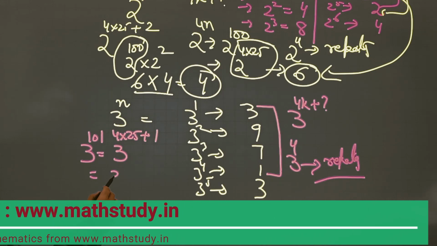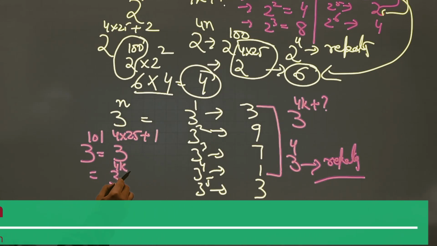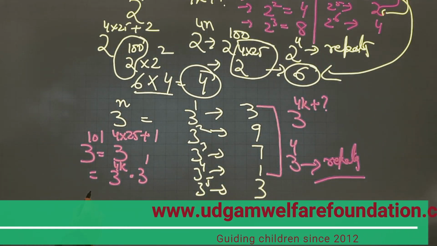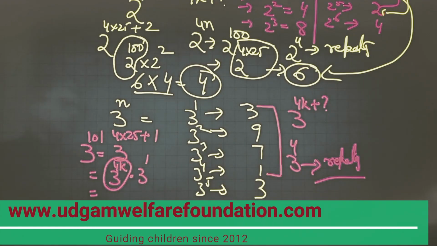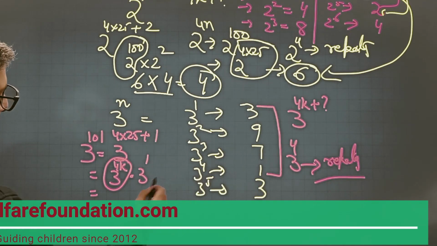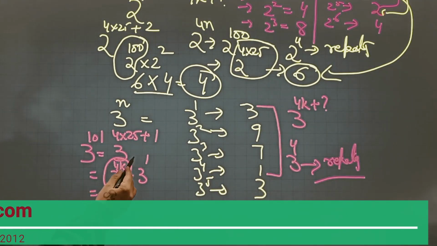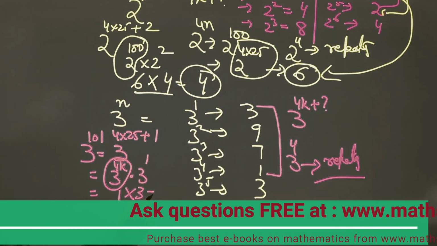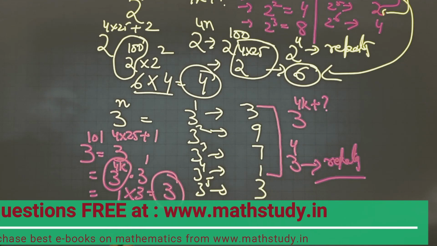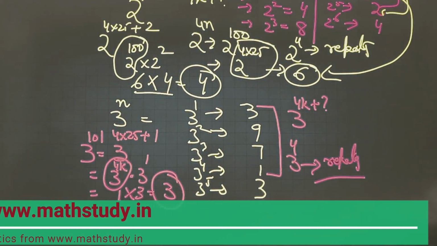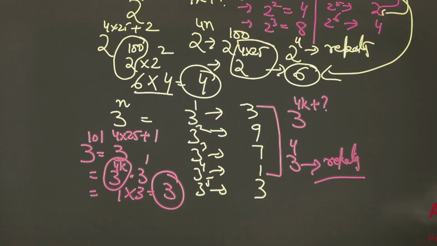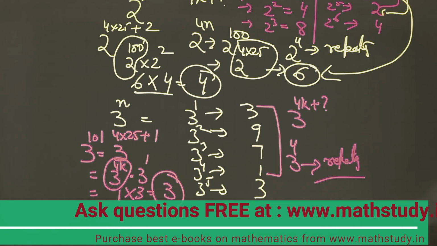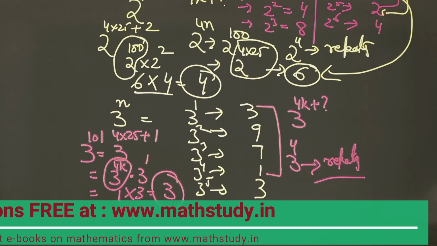So here we can write 3 raised to the power 4k into 3 raised to the power 1. Very simple. Now 3 raised to the power 4k will give you 1 at the unit place. That means 3 raised to the power 100 will give you 1 at the unit place, and 3 raised to the power 1 will give you 3, and the result will be 3. Very simple. So here we can say that 3 raised to the power 101 will give you 3 at the unit place. So I think this concept is getting clear to you now.